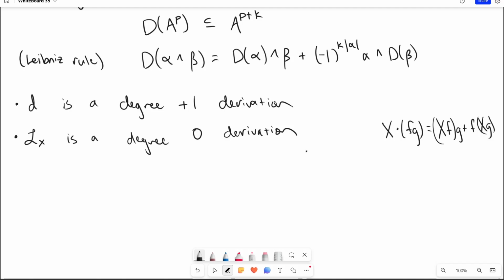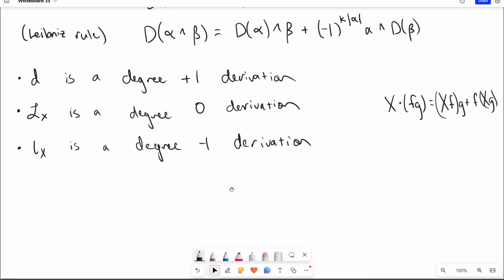So that's great. Then the last piece of the puzzle is the interior multiplication, i_X. This is a degree -1 derivation. And then this formula that we see in Cartan's magic formula expresses this degree 0 in terms of these degree 1 and -1. Now, how do we interpret the right-hand side?